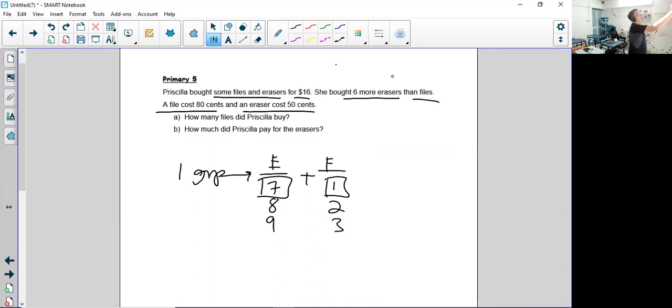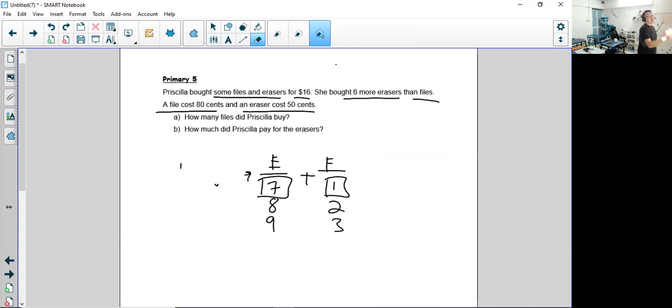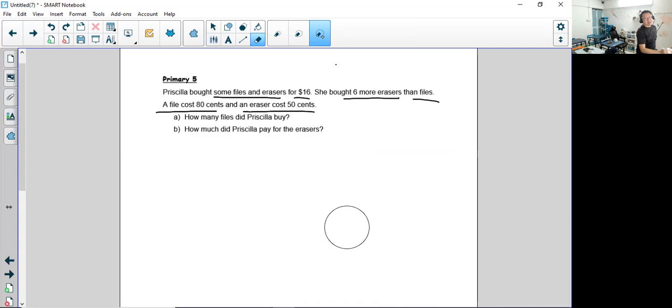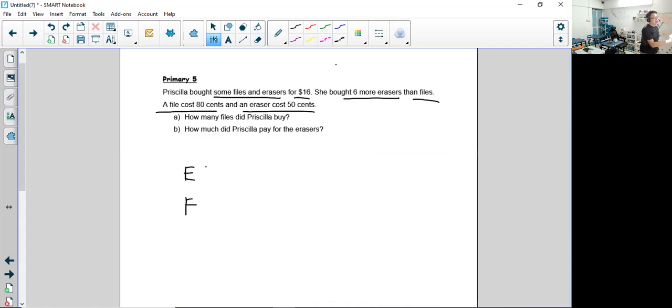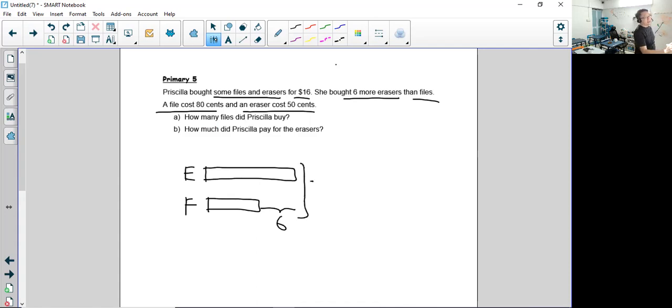So how then are we going to use the method if we can't make one group? This is the trick. You can see that there are 6 more erasers than files. So I can draw a simple model to help you see better. Priscilla bought some files and erasers, and she bought 6 more erasers than files. So let me draw a simple comparison model. This is the 6 more erasers, and the total money is $16. Be careful that you do not take $16 minus 6, because they are different types.